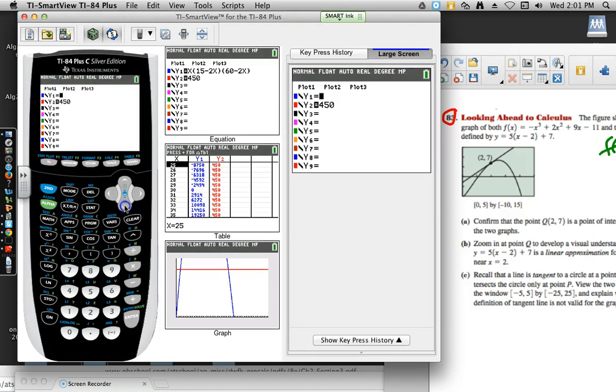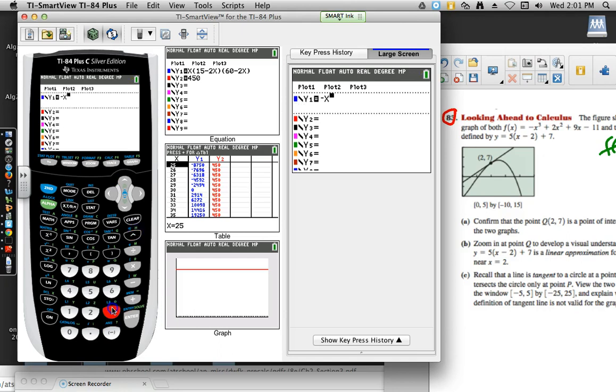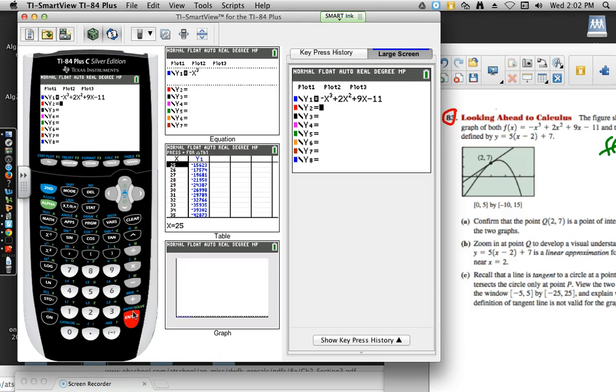and let's clear that one out. And we need to put in a negative x to the third plus 2x squared plus 9x minus 11. And then we also want to see that line, which is going to kind of drive me nuts to punch it in that way. I'd really like to simplify that. But 5 parentheses, x minus 2 parentheses plus 7.